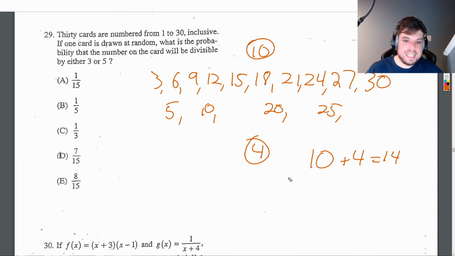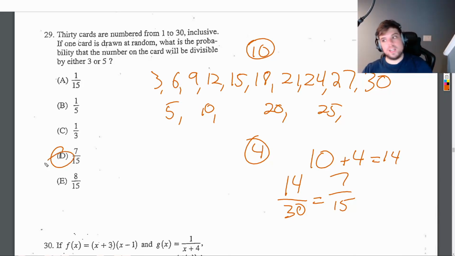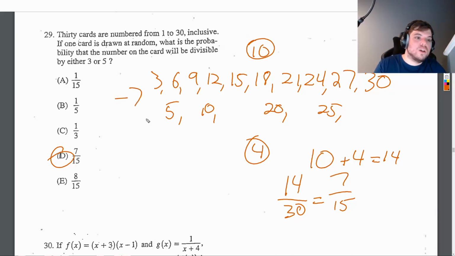So 14 over 30 is our answer, which is 7/15. I assume that is one of the answer choices, and it is. Beautiful. Faster way to do that? No, I don't think so.